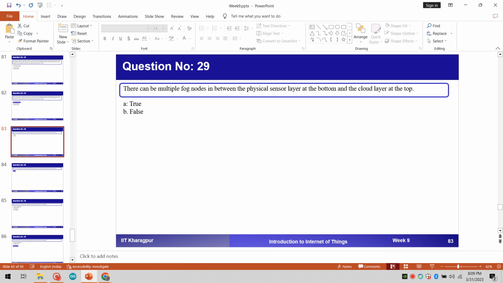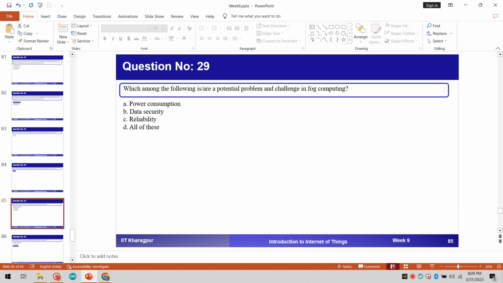Yes, ma'am, visible. True. Yeah, this statement is true. Next question is, which among the following is or are true potential problems and challenges in fog computing? Options are power consumption, data security, reliability, all of these.